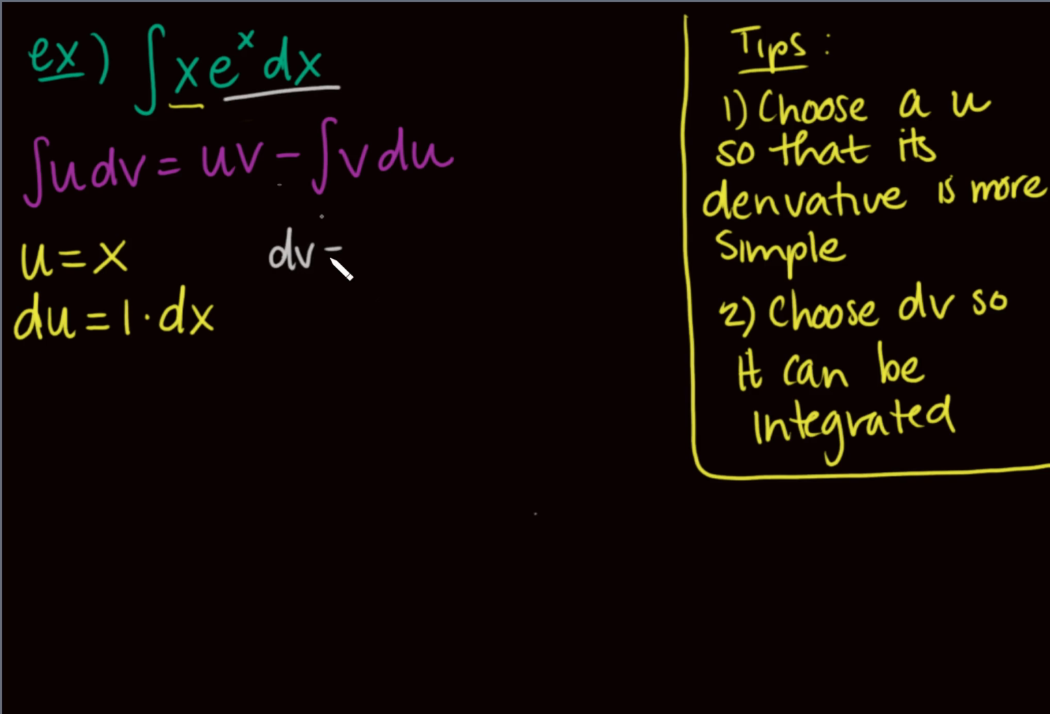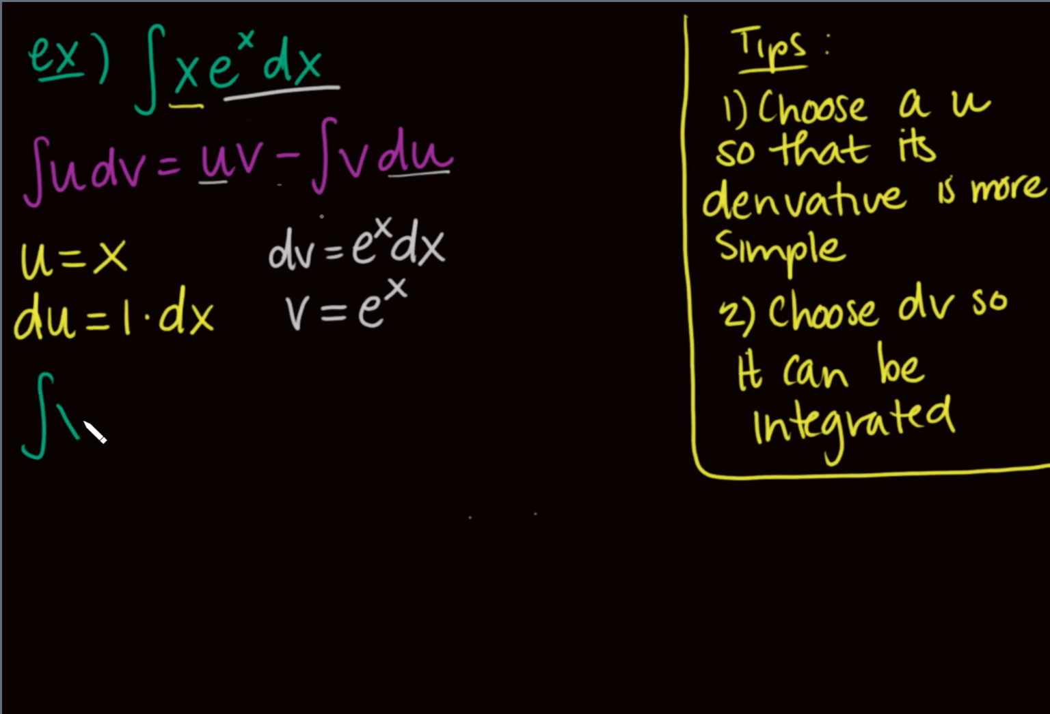This is what's left over for dv. So my dv is going to be e to the x dx. Look at what I need here: I need a u, a v, and a du. I have the u and the du. What else do I need? I need a v. How do I find v? I know the derivative of v is e to the x, so what is the antiderivative of e to the x? It is also e to the x. I hope this is making sense.